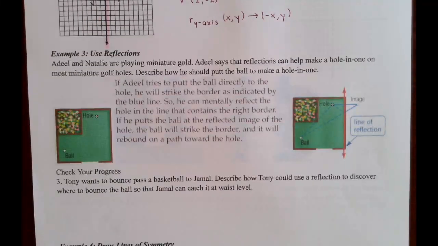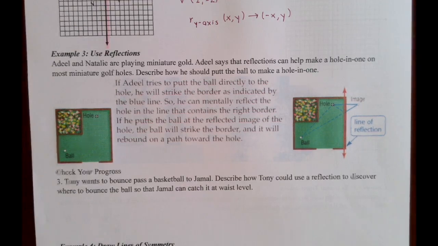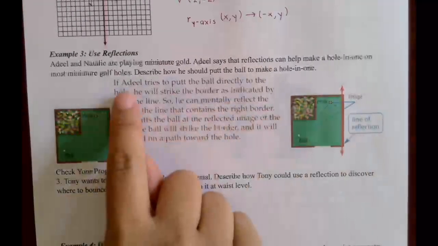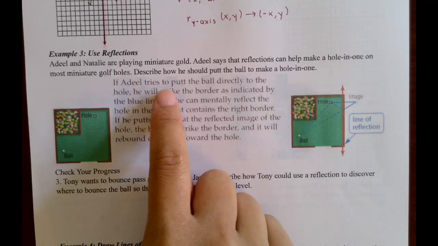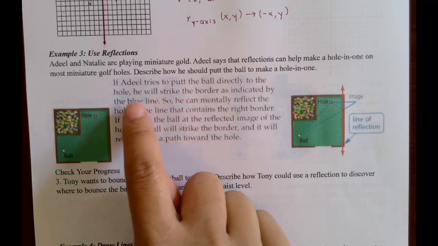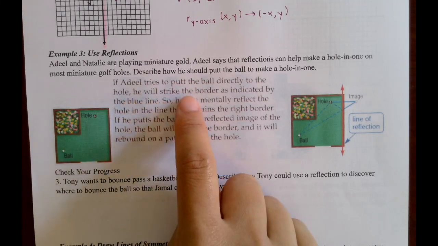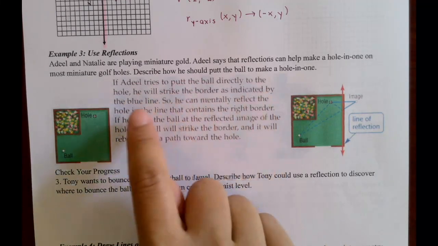So here, Adil and Natalie are playing miniature golf. Adil says that reflections can help make a hole-in-one on most miniature golf holes. Describe how he should putt the ball, or hit the ball, to make a hole-in-one. And so here is the explanation. If Adil tries to putt the ball directly to the hole, he will strike the border as indicated by this blue line.